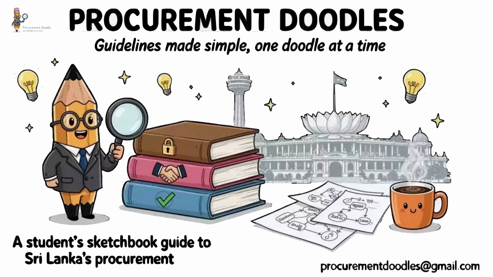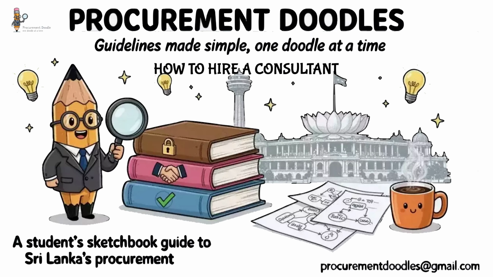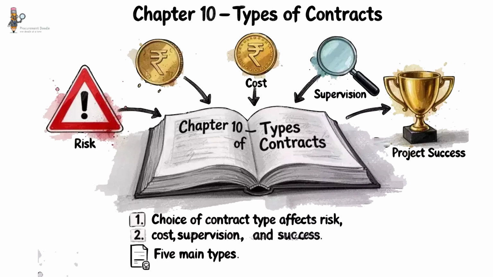You've completed the evaluation, awarded the contract, and are ready to start the assignment. But one crucial question remains. What type of contract should you use? Today, Chapter 10, Types of Contracts. The choice of contract type directly affects risk, cost, supervision, and project success.